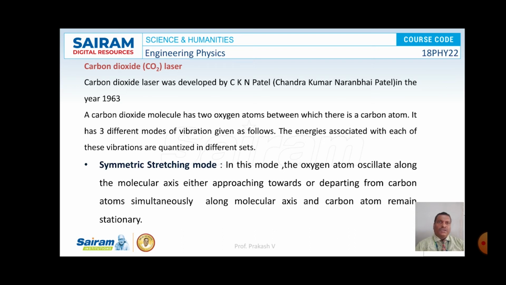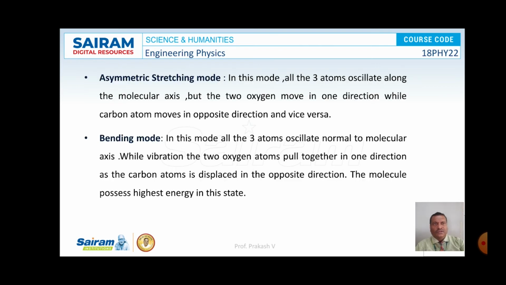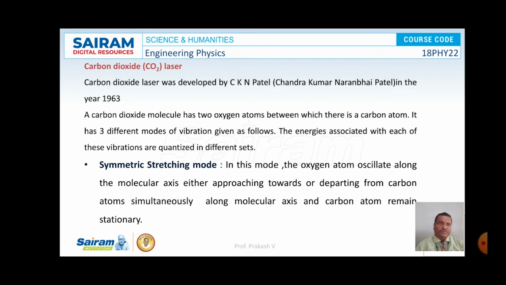So here the internal vibrations of CO2 gas are in 3 different modes. One is symmetric stretching mode, the other is asymmetric stretching mode, and the third one is bending mode. In the symmetric stretching mode, the oxygen atoms oscillate along the molecular axis, either approaching or departing from the carbon atom simultaneously, and the carbon atom remains stationary.